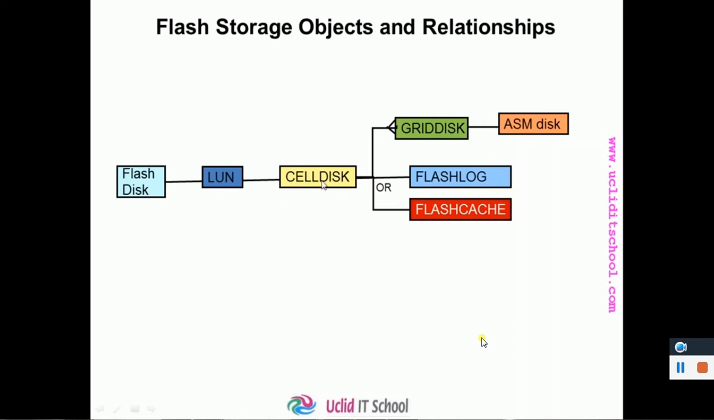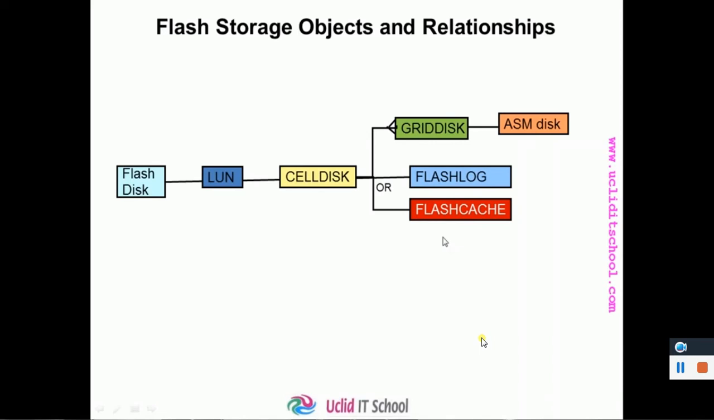Instead, all the flash storage is configured as flash cache and flash log. Okay, so that means on the flash storage, Oracle doesn't create any grid disks, and Oracle will not use it to create ASM disk groups. Instead, there are two features in Exadata storage server called Smart Flash Cache and Smart Flash Log. So by default, the flash storage is used to implement these two features. So that is the concept.